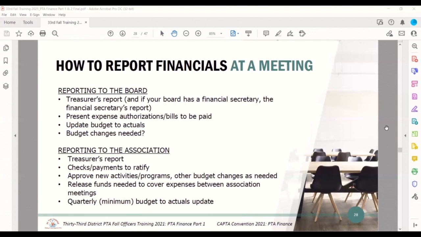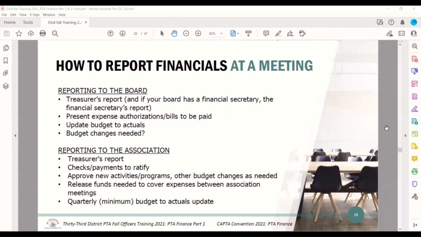Reporting to the association, it's a little bit different. Again, you're presenting your treasurer's report. Then you want to make sure you present a list of checks or payments that have been made since the previous association meeting and present that for ratification. So even though expenses have been approved by the board, ultimately the association gets to see what happens with your financials. So make sure you present that for ratification.